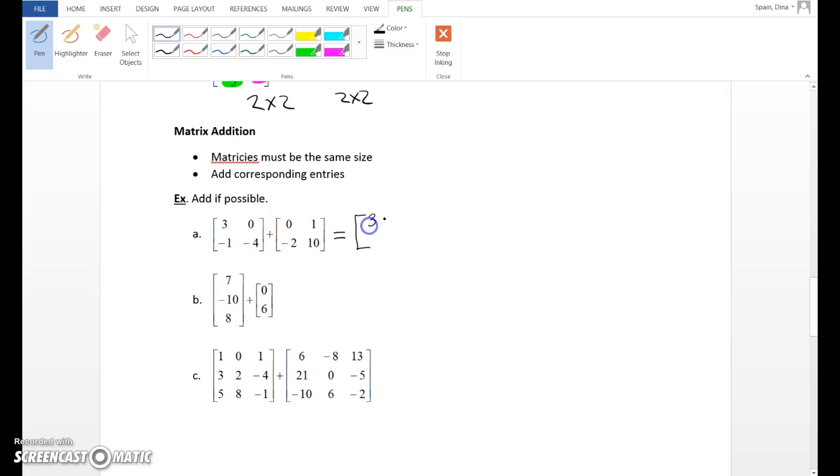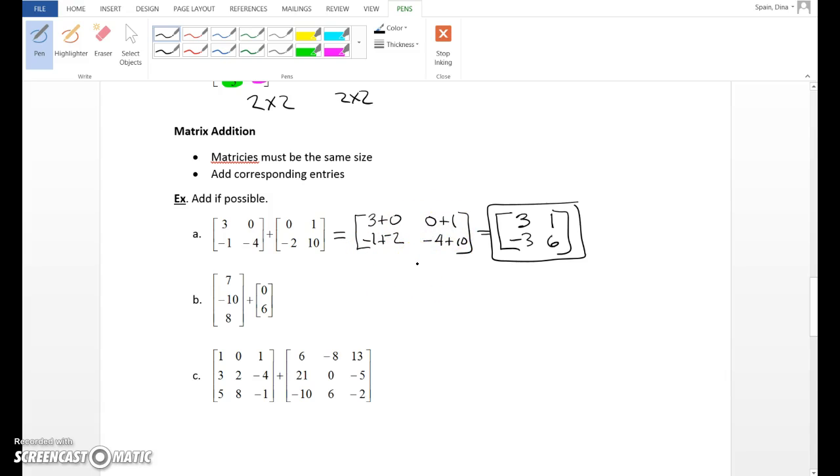I'll write this one time, but then I won't do any more. 3 plus 0, that's that one plus that one. And then for this position, 0 plus 1. In the second row, first column, negative 1 plus a negative 2. And then the last ones, I'll have a negative 4 plus 10. Alright, totally don't have to write that out. Just go ahead and add them. So it's going to be 3 and a 1, a negative 3 and a 6, just like that. So that's your answer. Do not have to show me that middle step at all.